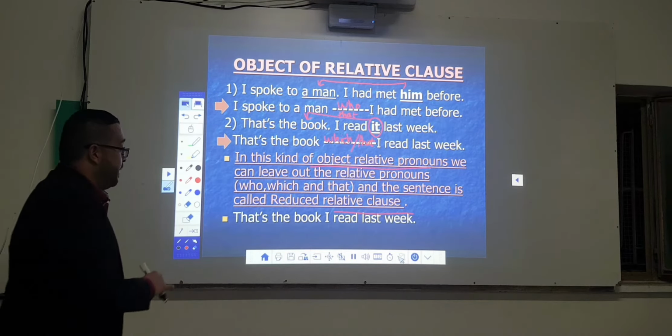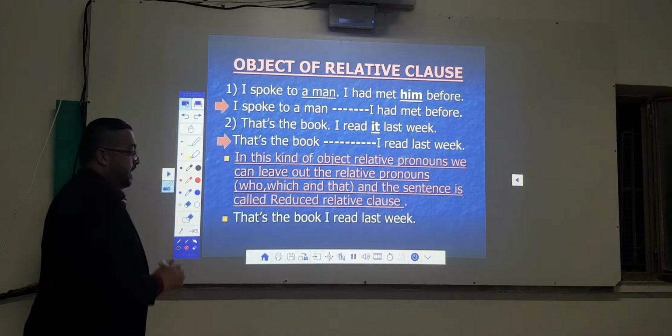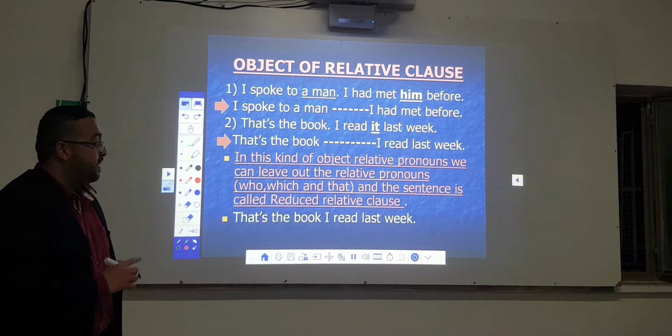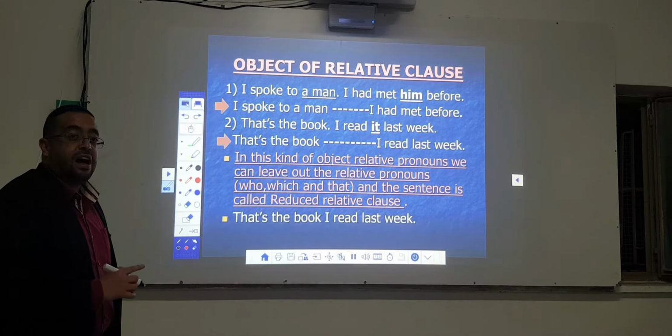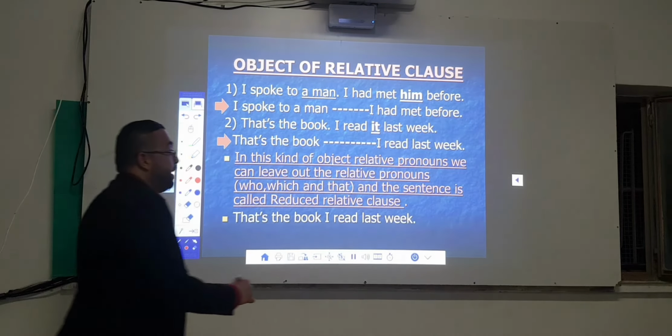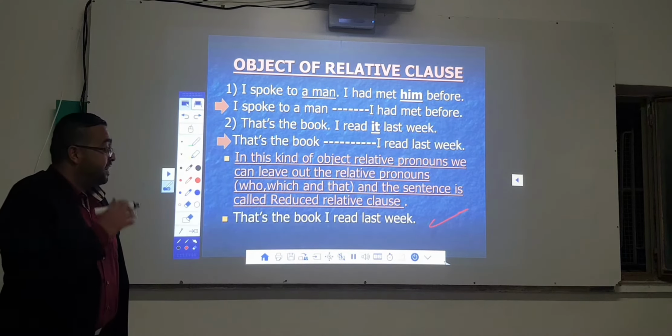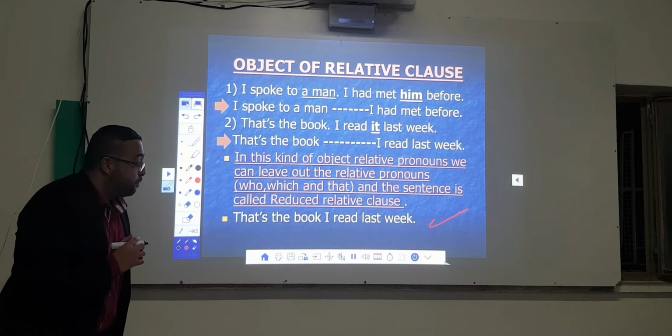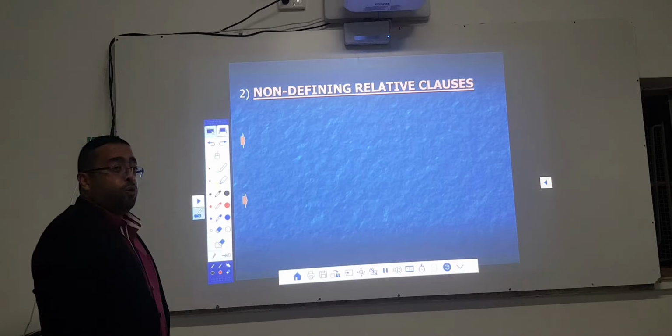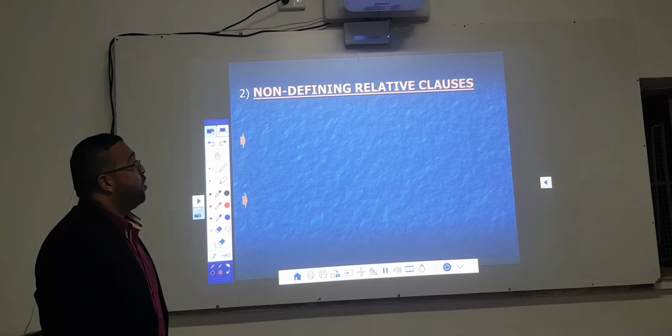Look at the example here. That's the book I read last week. It's a meaningful sentence, and it's a complete sentence.